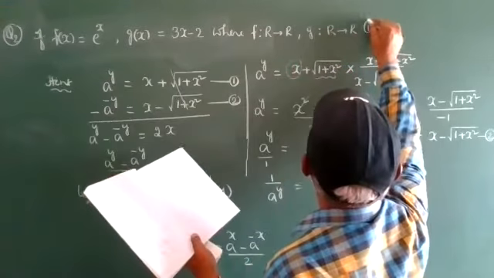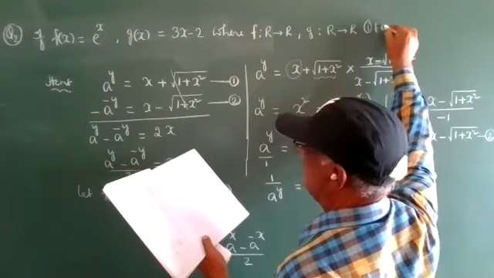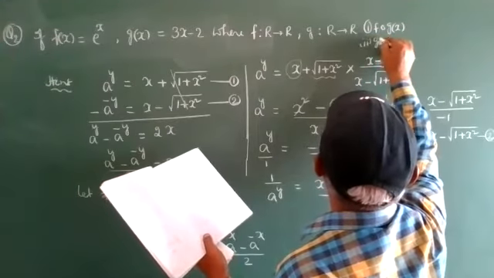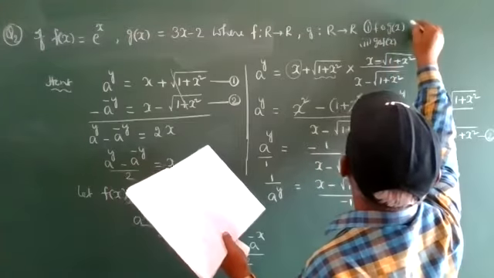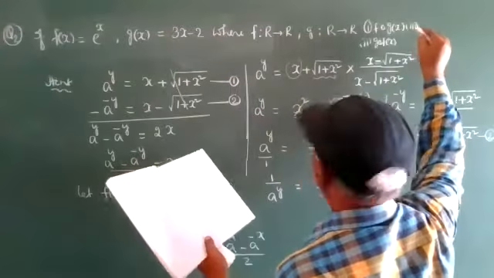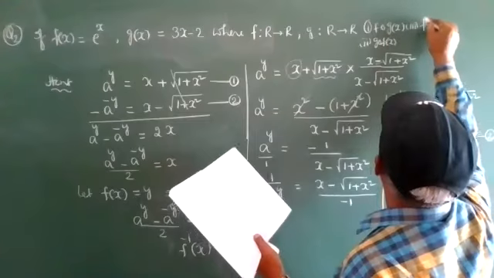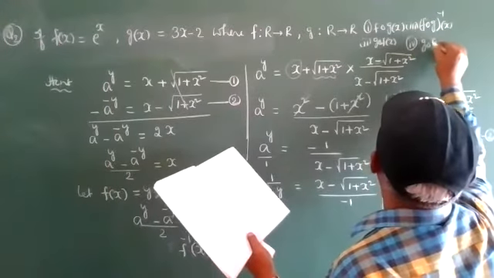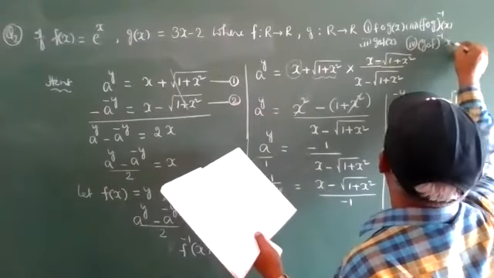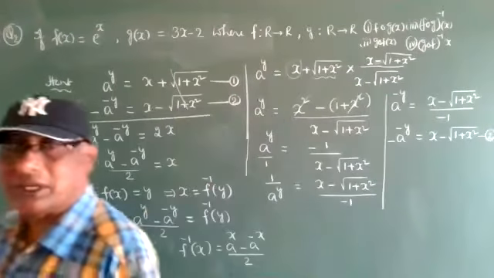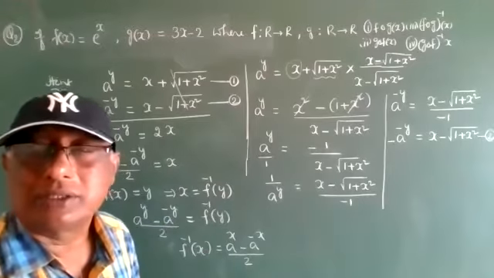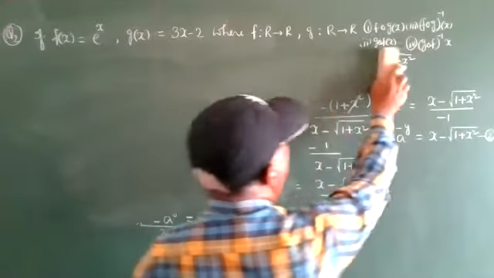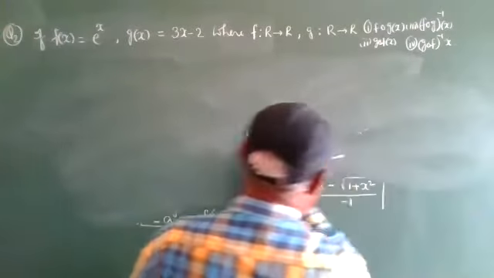Find: first one is f circle g at x. Second bit is g circle f at x. Third bit is f circle g inverse of x. Fourth bit is g circle f inverse of x. Right, these are the required. We can do it fast, so everyone, you should do it fast. So I will do this point. Next I go through the PU syllabus. Everyone do this one fast.